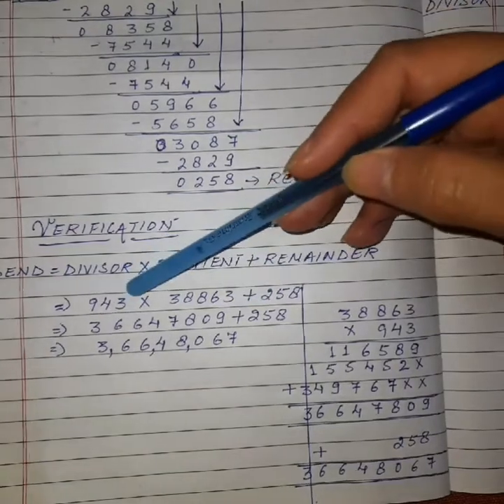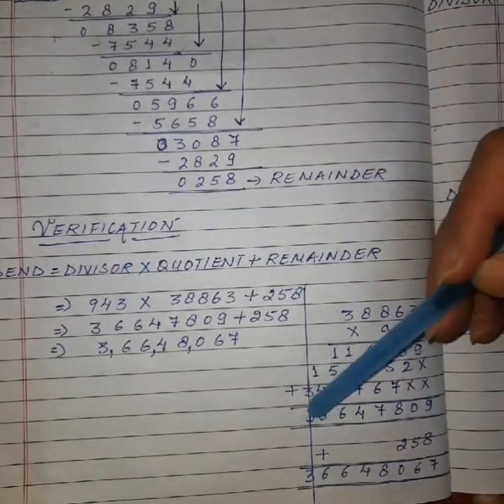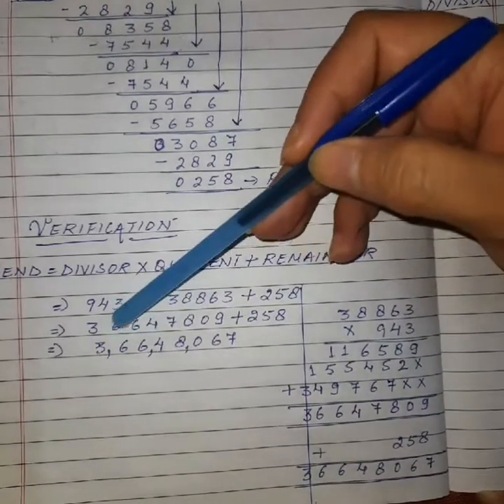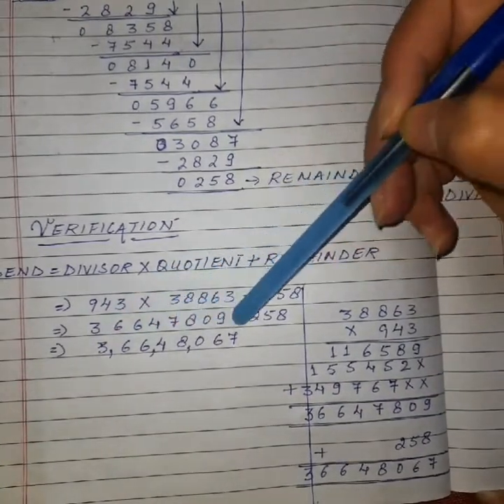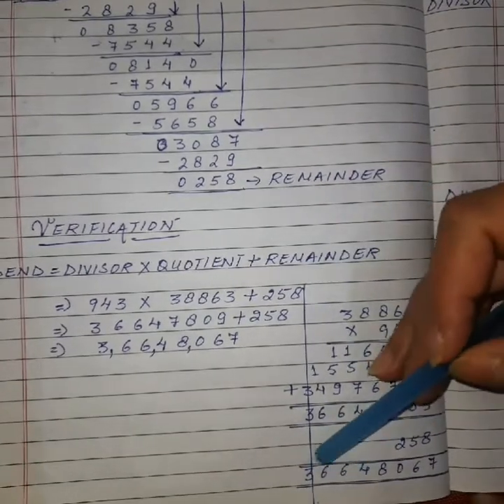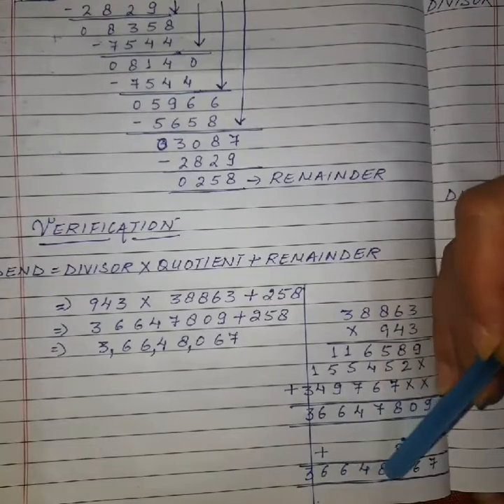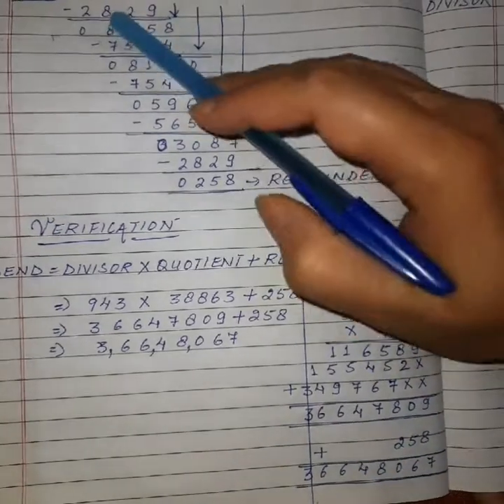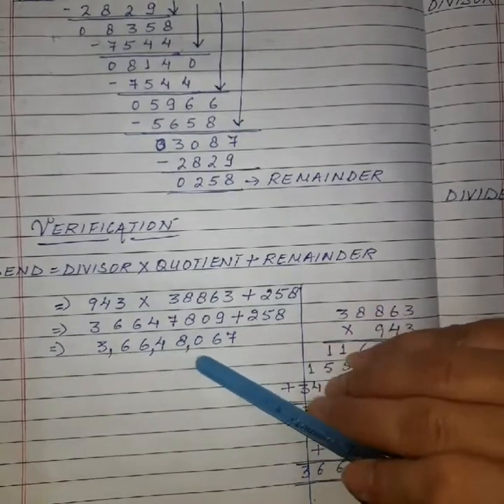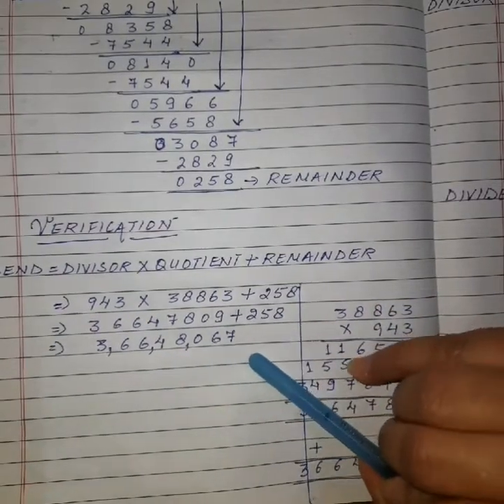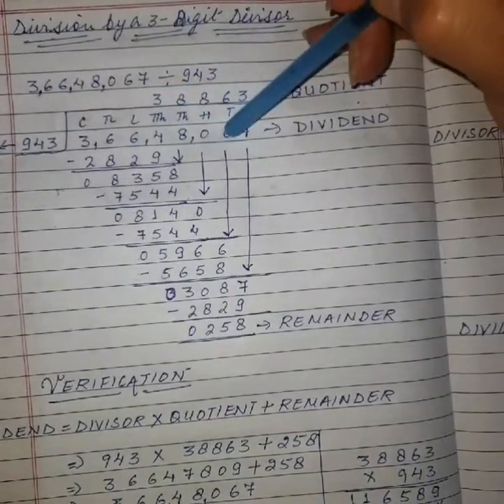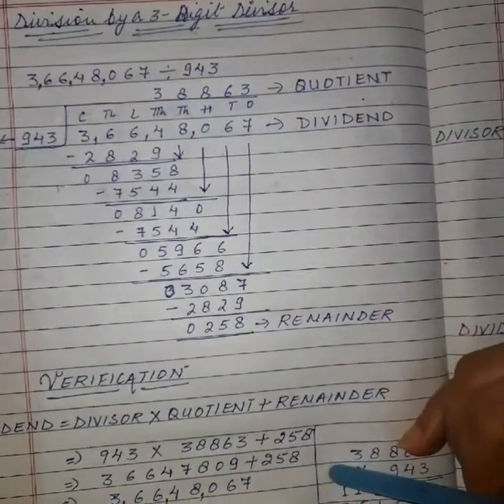First we will multiply 38863 by 943. We get 36647809. In this we will add 258, that is our remainder. We will get 36648067, that is 3,66,48,067. That was our dividend. That means our answer is correct.